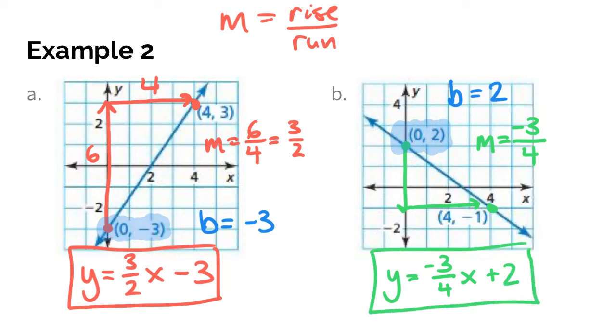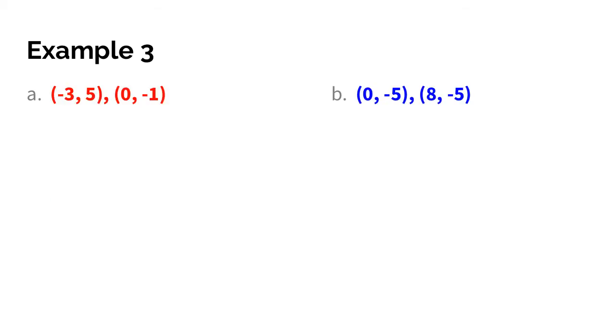Positive 2 because it's above the x-axis. So here I was writing the equation of a line from a graph. All right, last kind of thing is almost the same thing we did before, except I'm not giving you the visual aid. So now we have to write the equation given 2 points.